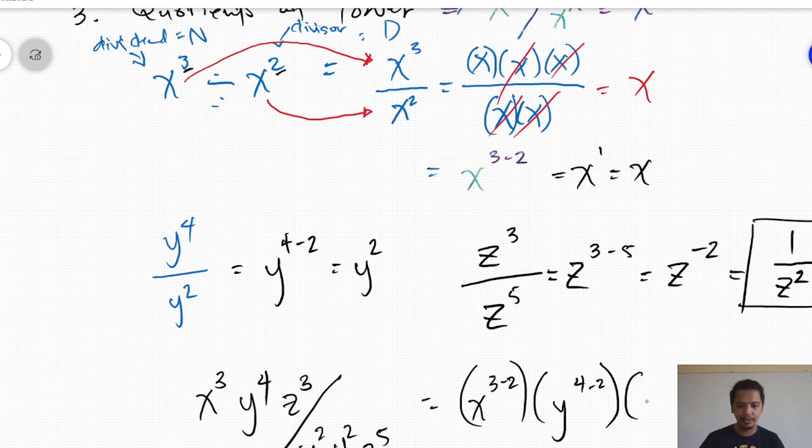And lastly, we have there z raised to 3 minus 5. And upon computation, you will have there x raised to 1, which is x. Then we have there y raised to 2 and z raised to negative 5. So we can rewrite that. Ipababa mo lang ulit to. So we will have there x y square over z square. Okay?